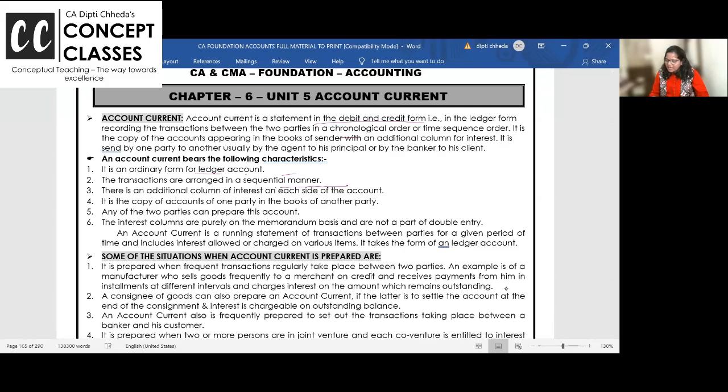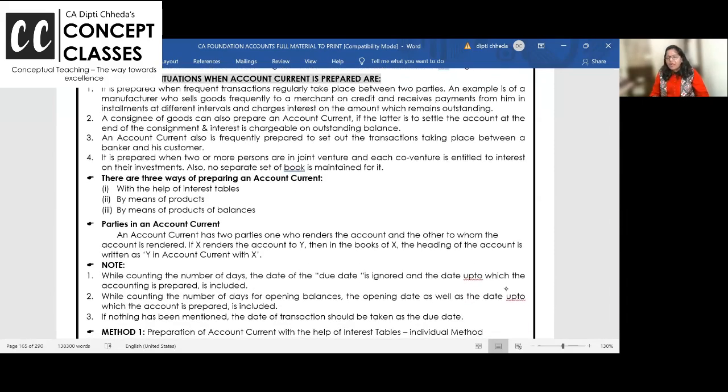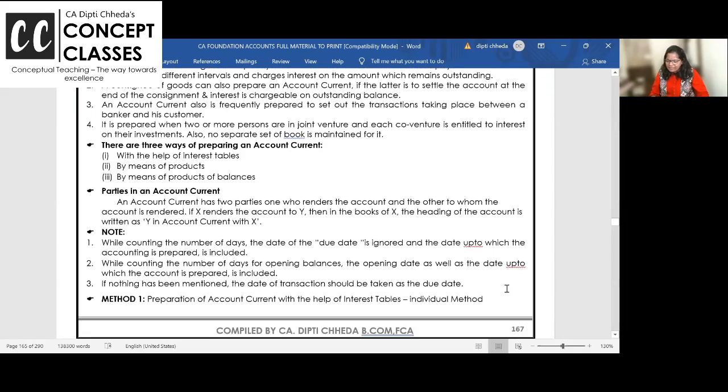An account current is a running account between the parties. Where it is used and the three methods, I'll tell you. Some theory I'm leaving for later. Account current has two parties: one who renders, and the other to whom the account current is rendered. If X renders the account to Y, then in the books of X, the heading of the account is written as Y in account current with X. In the books of X, Y's account is made, so how do we write it? Y in account current with X.